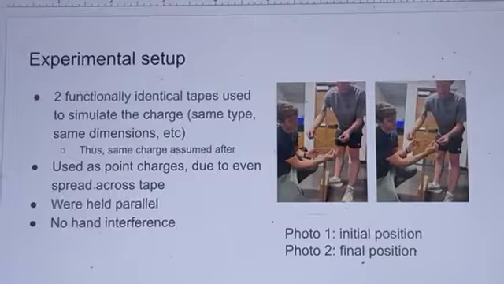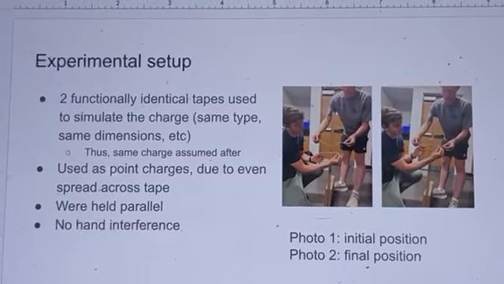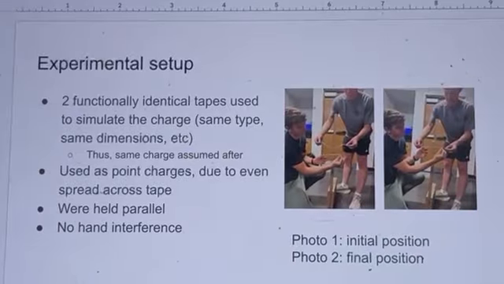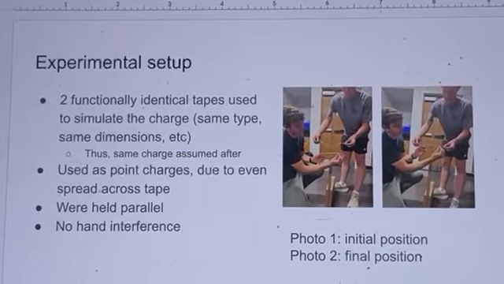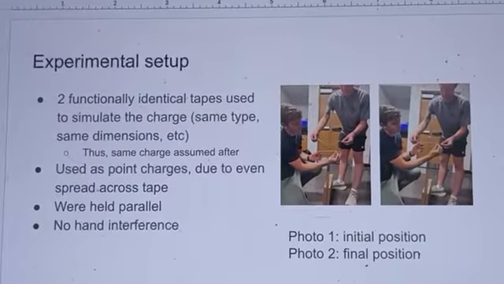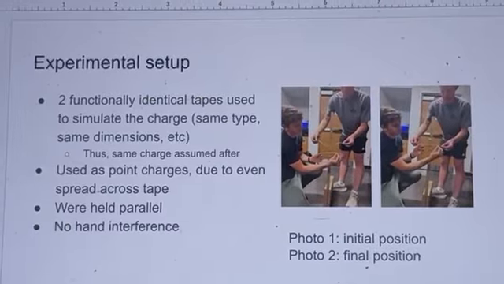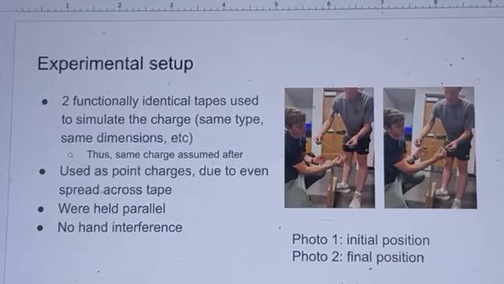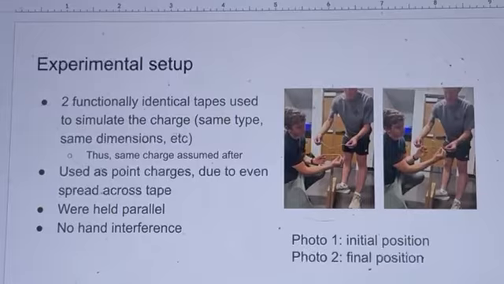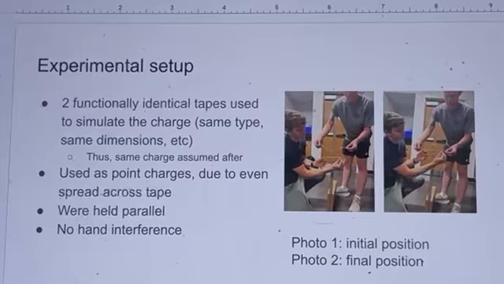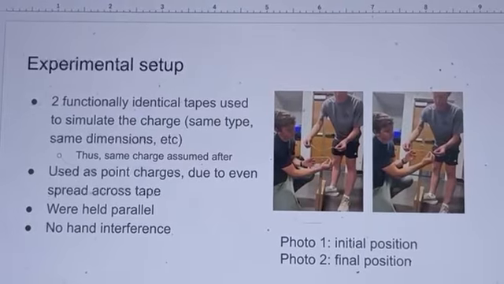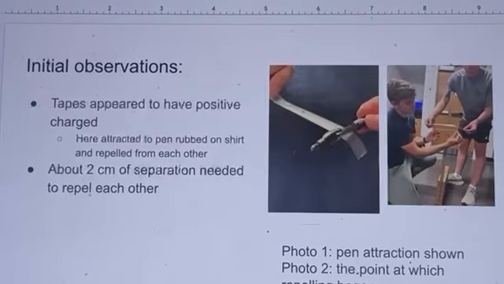For the experimental setup, two functionally identical tapes were used to simulate the charge. So the same type of tape, same dimensions, etc. And so the same charge is assumed afterwards. It's used as a point charge due to even spread across the tape. They were held parallel and with hopefully no hand interference. Photo 1 here is the initial position before the repelling began, and photo 2 is the final position when it had gone as far up as it was going to.